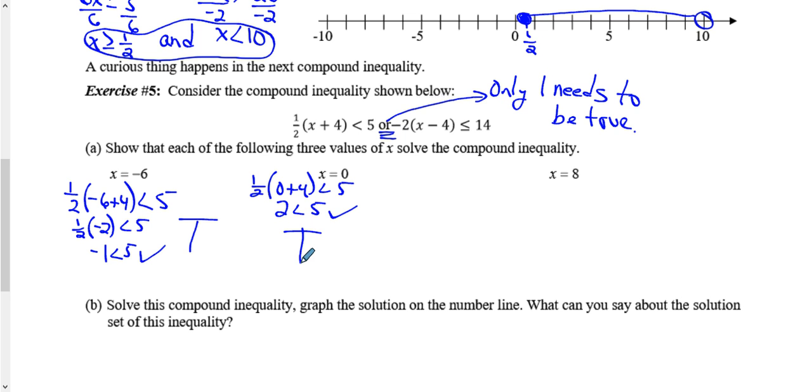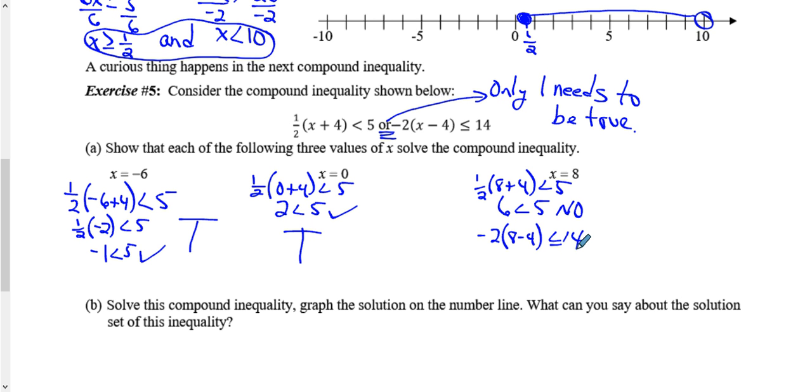Let's find out. So 1/2 times 8 plus 4 less than 5. That's half of 12, right? Which is what? Is 6 less than 5? No, right? So that's no. But now we definitely have to check the other side, right? Because that could be true and make the whole thing true. So let's do that. So then it would be -2 times 8 minus 4 less than or equal to 14.